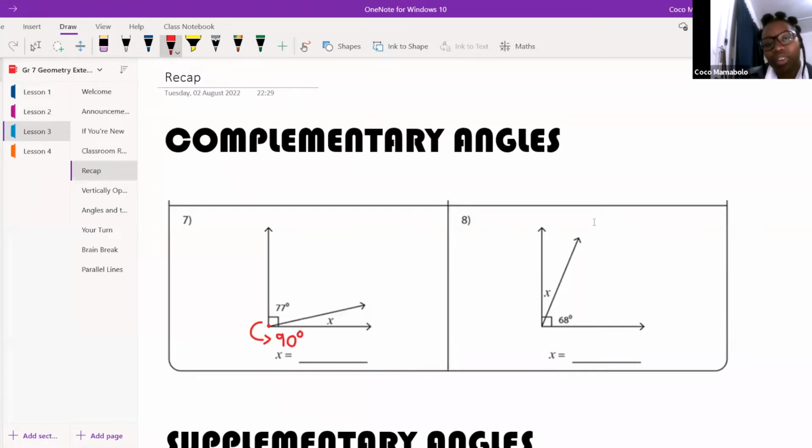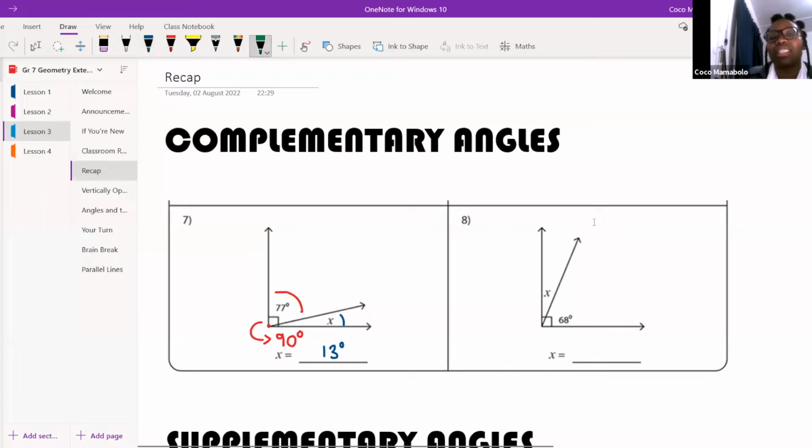So if this angle over here is 77 degrees, what is my x going to be equal to? Look at Masichaba run to get her calculator quickly. If you're stuck, remember, you can always look in the chat. Well done, Jaria, you've already got it for us. Excellent stuff. It's 13 degrees, but we're not done.